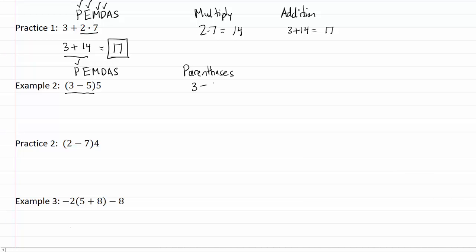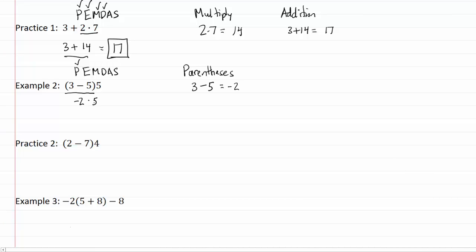So I've got to do 3 minus 5. Now if I have 3 and I take away 5, I'm actually going to owe something. So this one's going to shake out to become a negative 2. So inside my parentheses, the expression 3 minus 5 simplifies to negative 2. So now I've got negative 2 times 5.